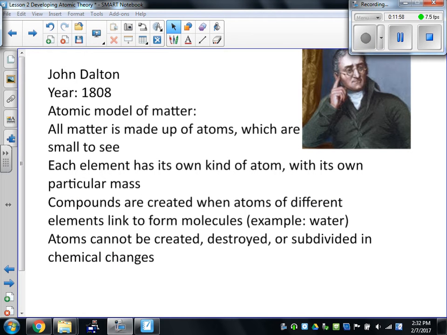So, 1808, atomic model of matter. What his atomic model basically is: all matter is made up of atoms which are too small to see. Each element has its own kind of atom with its own particular mass.